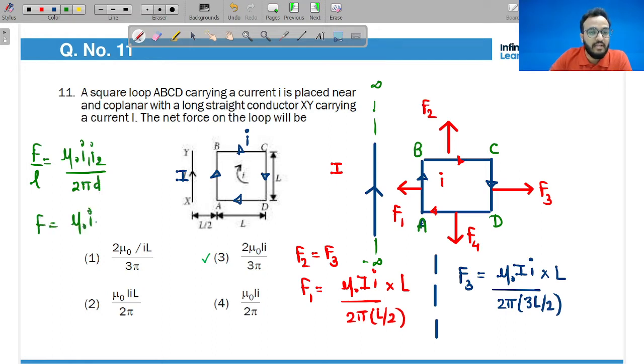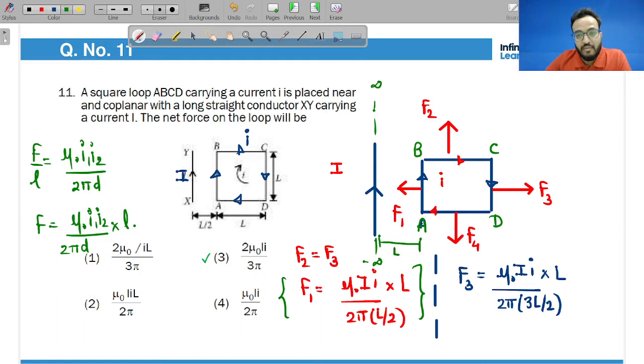If you know the length, then it's pretty much very easy for you. 2 pi d into L. So that is what we are doing here. So for F1, mu naught I1 is capital I, I2 is small I, right? Upon 2 pi, the distance is L by 2. This distance is L by 2, right? And the overall length of the wire is L. So mu naught capital I small I into capital L upon 2 pi L by 2.